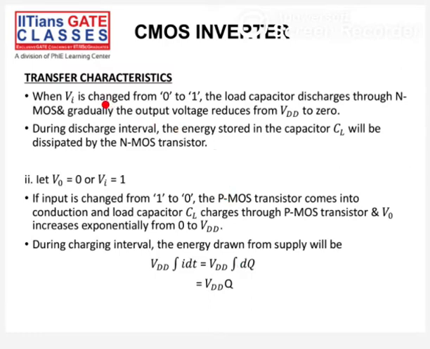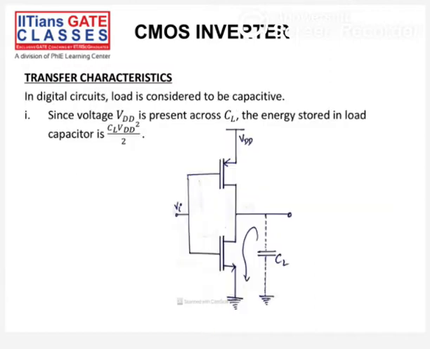Vi was at 0. Now it is changing from 0 to 1. The load capacitor discharges through NMOS because it got charged at a VDD level. When it is changed from 0 to 1, this will get switched on.